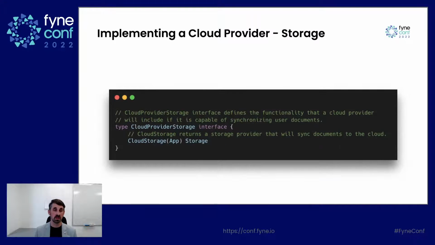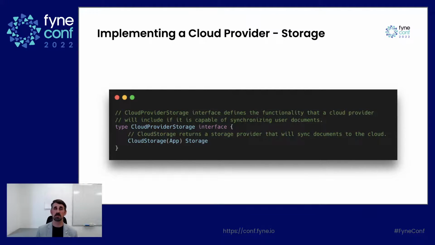The storage provider is simply defined as a single method, cloud storage, which passes in an app for context and returns a storage type. Now, if anybody's worked with the document and storage APIs in the last release or two of Fyne, you will probably recognize that as a way to get your documents, to list the documents that you have available or to create new ones. And actually, this is exactly what it is. But the result is going to be used and injected into your application. So where local storage was used before, cloud storage is used now.